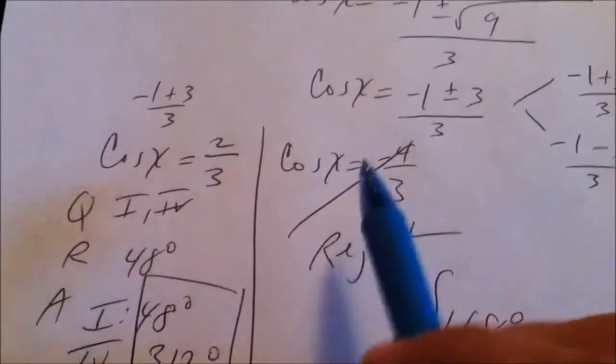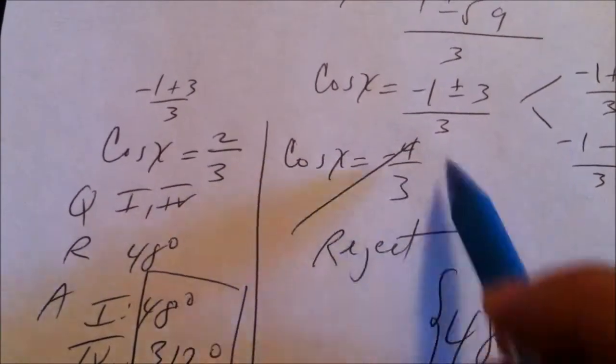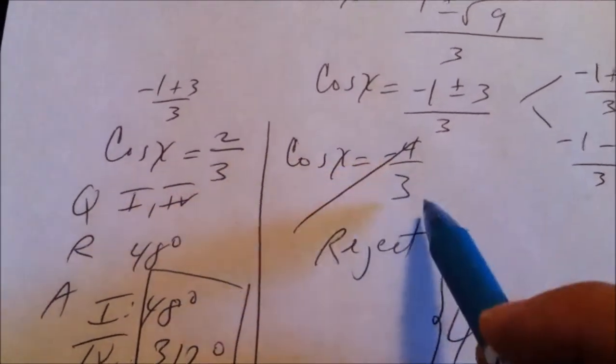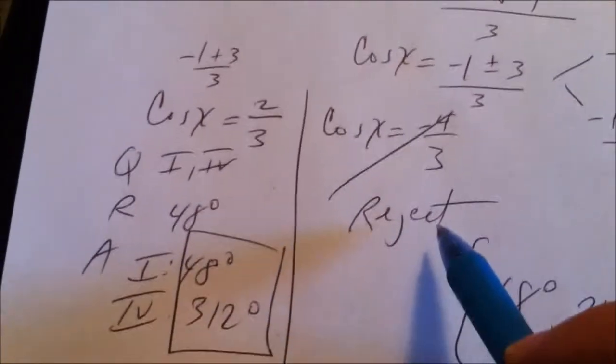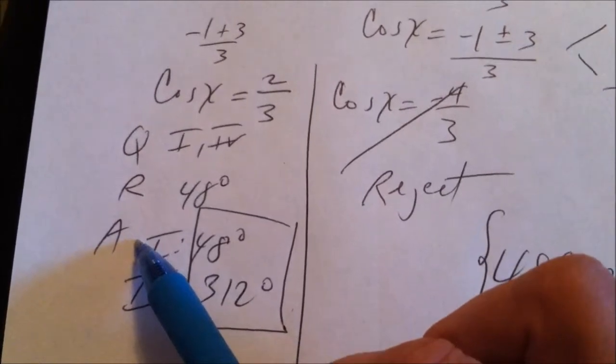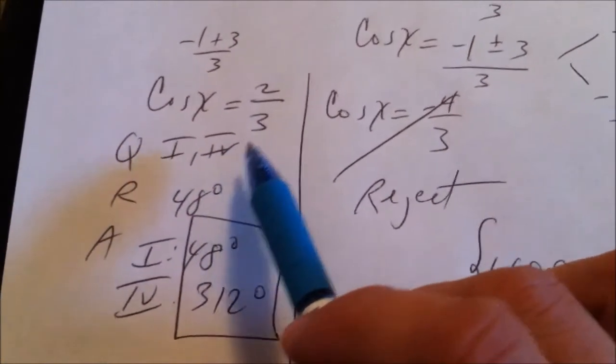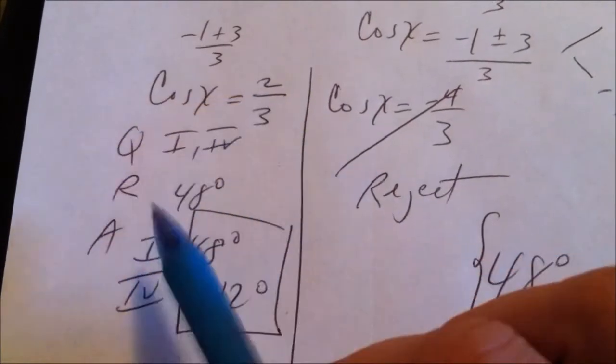Now, because this is cosine, the maximum is 1, the minimum is negative 1. There is no angle whose cosine is negative 4/3, so that's a dead branch, that's a rejection. So for this first degree branch, we do QRA. We're looking between 0 and 360, because that's what the question told us. Quadrants 1 and 4 is where cosine is positive.